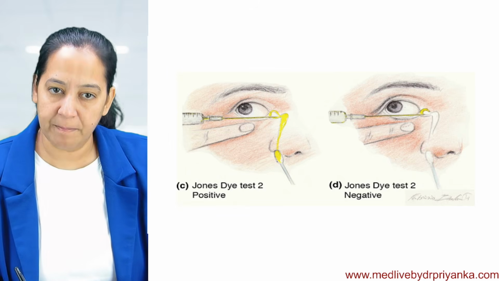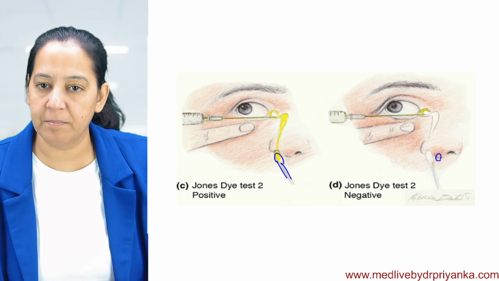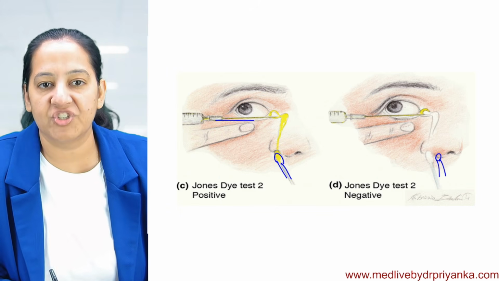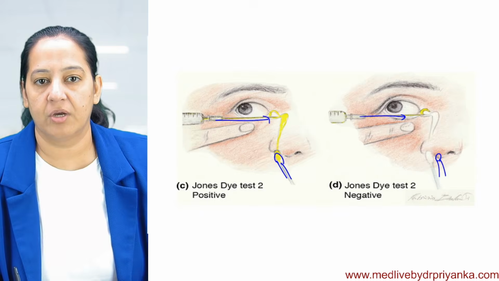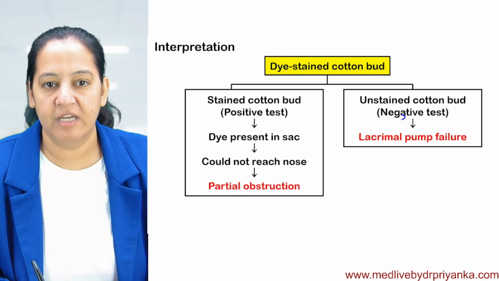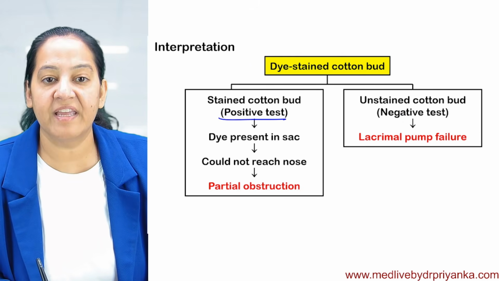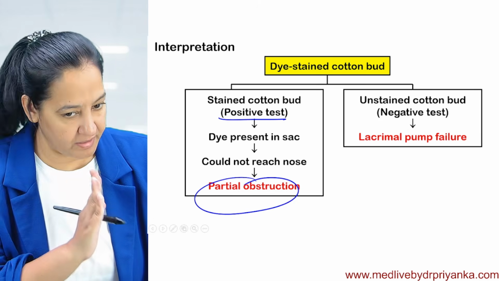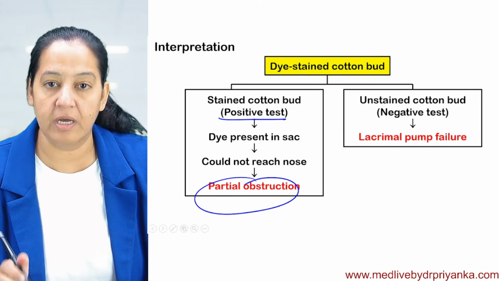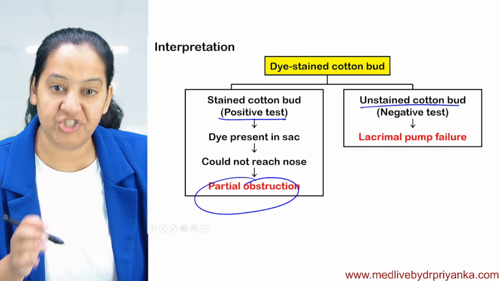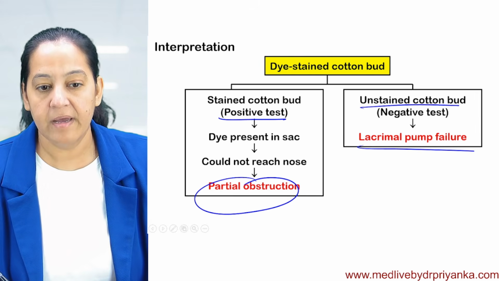So what you have to do is put the cotton bud again and now do the syringing. Now if it is positive this time, it indicates partial obstruction at any level: puncta, canaliculi, sac or the duct. But if it is still negative even with pressure, the cause is lacrimal pump failure. I hope you got it.